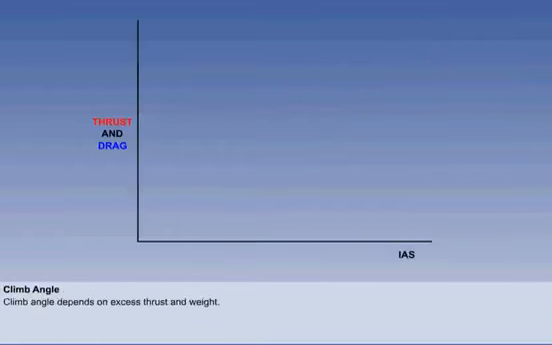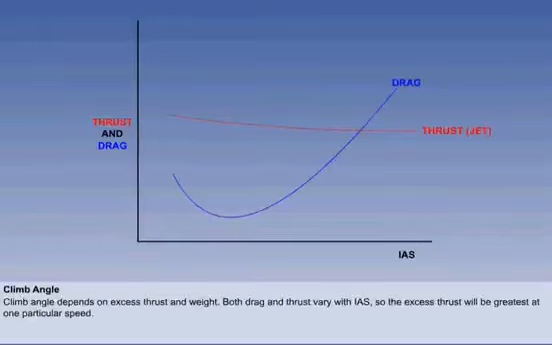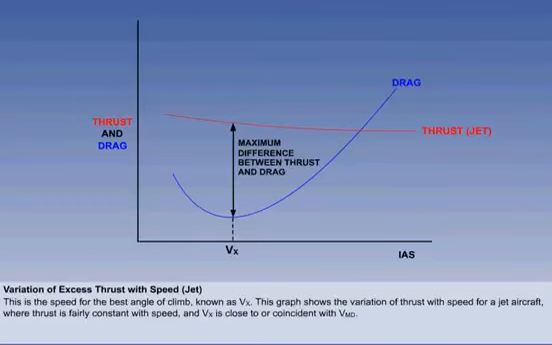The climb angle achievable depends on excess thrust, thrust minus drag, and the weight. As both drag and thrust vary with IAS, the excess thrust will be greatest at one particular speed. This is the speed for the best angle of climb, known as Vx.